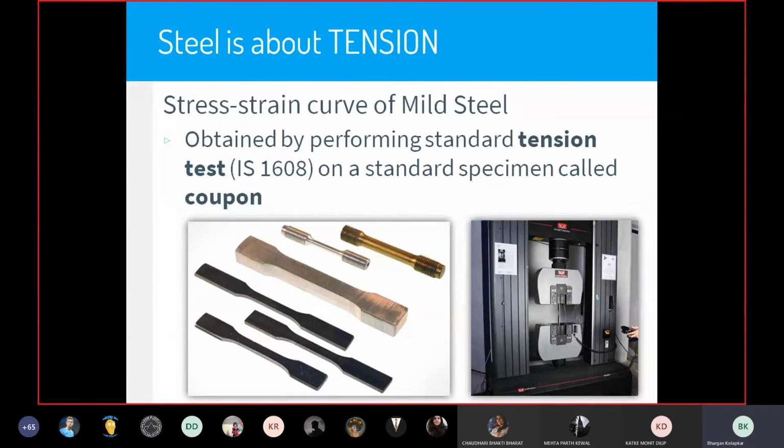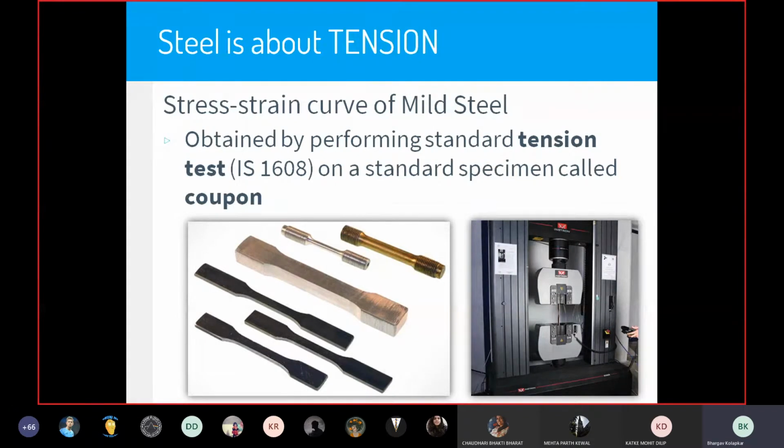So the first step is to understand the material, and then we can understand how it behaves in an element, and then we can understand how it behaves in a structure. First step, understand the material. So steel is all about tension. Steel has a very high tensile strength. It is manifolds of the kind of tensile strength that concrete has.